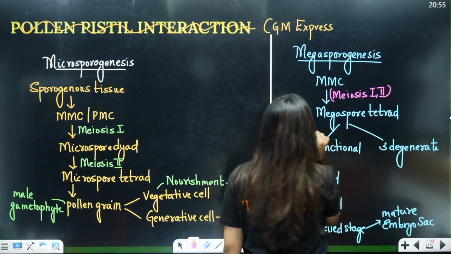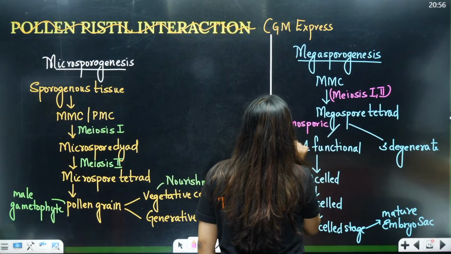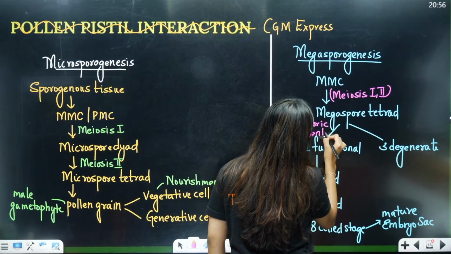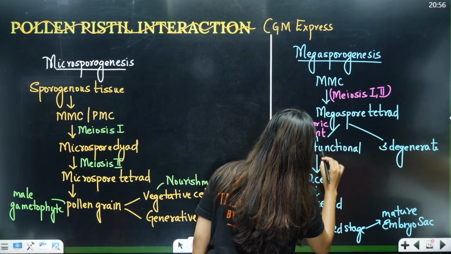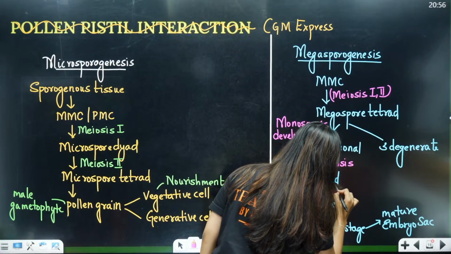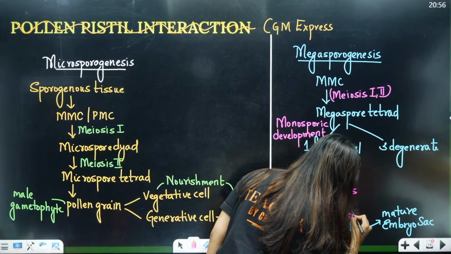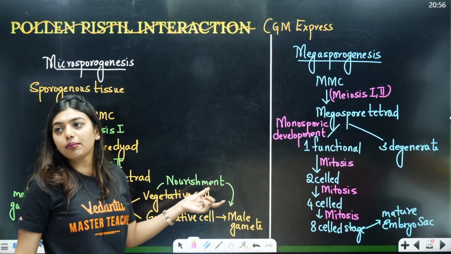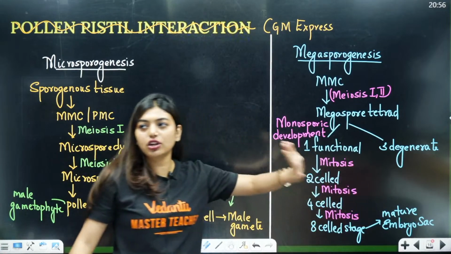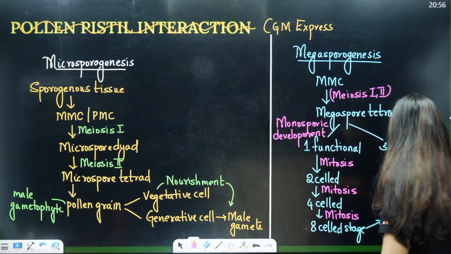One is becoming functional, so this is called as monosporic development. Here from 1 cell stage it underwent mitosis, again mitosis and mitosis. Yes students, clear? Microsporogenesis, megasporogenesis is clear, and then we formed an 8 cell stage, mature embryo sac. Clear to all of you? Done? We are done with today's topic.